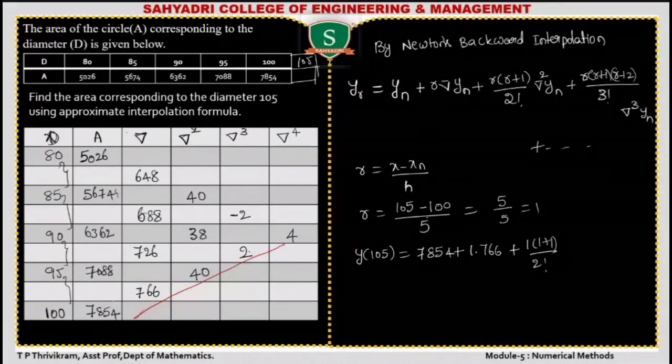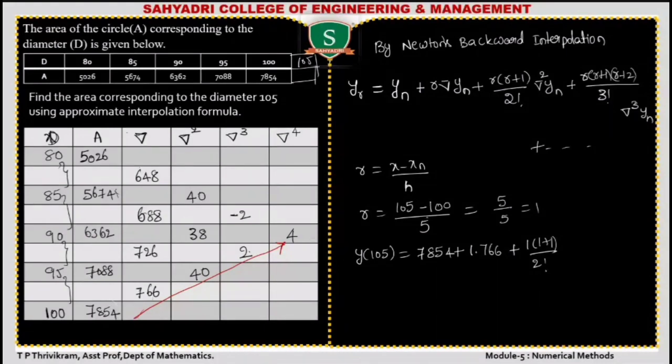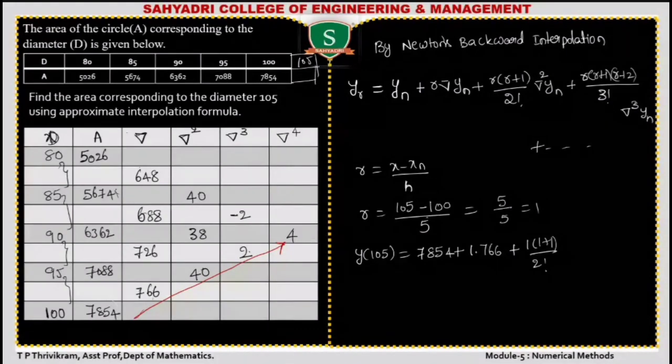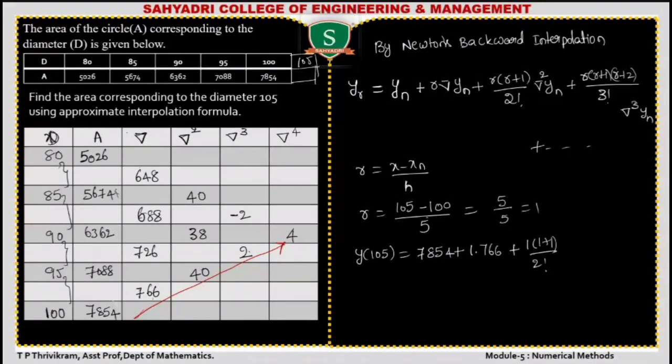This line you have to follow. Okay, first number 9766, next number 40, next 2, next 4. Until you get 4, you have to continue this. Okay, so 766 got.